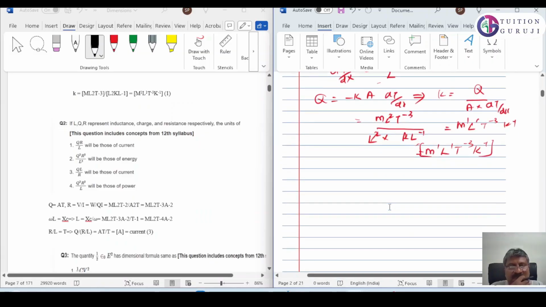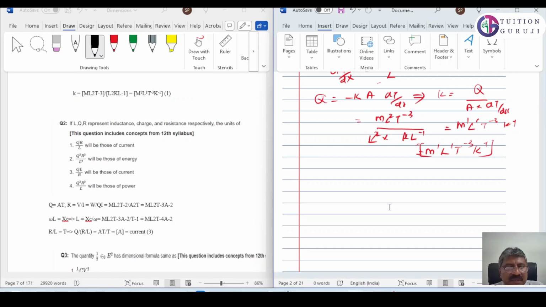Next one. If L, Q, R represent inductance, charge, and resistance respectively, the units of, four options are given. You have to find the unit of QR by L. So Q is charge. We know Q is equal to IT, which is actually A into T. The dimensions are A into T.